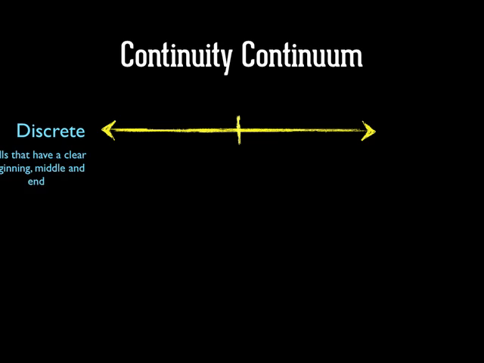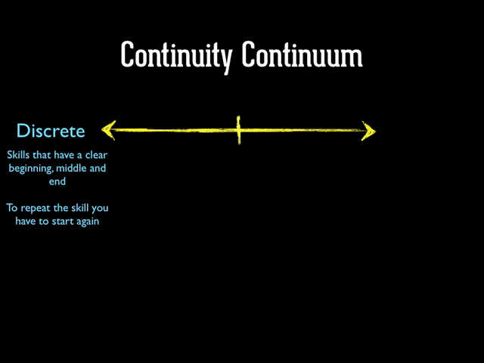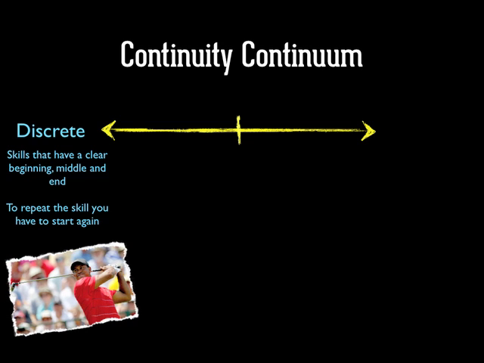Third, you have the continuity continuum. Now this one has 3 aspects to it. You have what's called discrete skills. So these are skills that have a clear beginning, middle and end. You can see where it starts, see the middle of it, you can see the end of it. If you wanted to do that skill again, you'd have to start that process all over again from the beginning point. Good example of that is a golf swing.